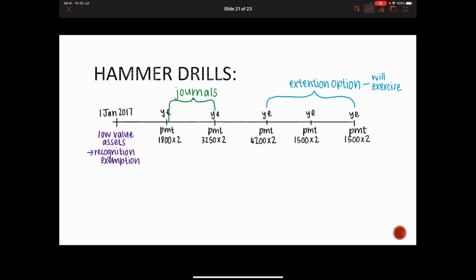Now that I've read the information, I can go and draw my timeline. So I know that the lease started on 1 January 2017, but the journals are required for the 2018 financial year. It is a low value asset and they elected the recognition exemption. So I have to go and calculate the lease expense per year. Okay, and also we elected the extension option. So that is why we also have to add the additional 2 years of the lease.